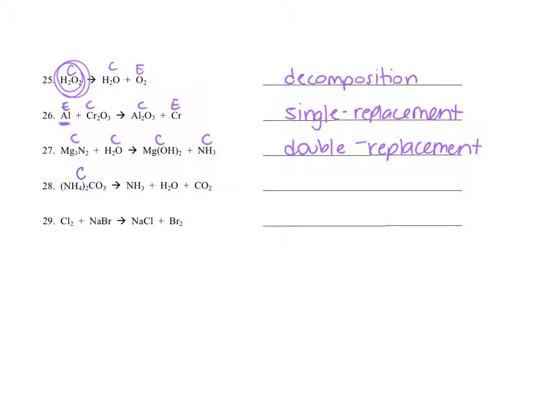28, we have a compound, compound, compound, compound. Now here we have all compounds, but you only have a single reactant. Do you see the difference with 27? 27 starts as two compounds, ends as two compounds. So as long as you only have a single reactant, that is going to be decomposition. It is breaking down. And then here we have an element, a compound, and an element. No metal, but also no O2. Can't be combustion. Has to be single replacement.